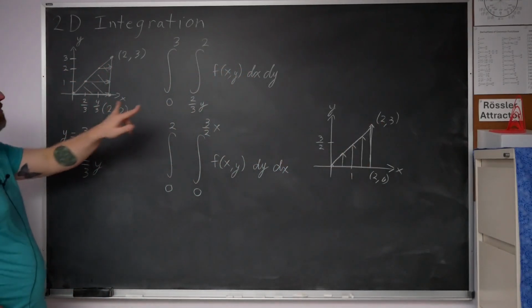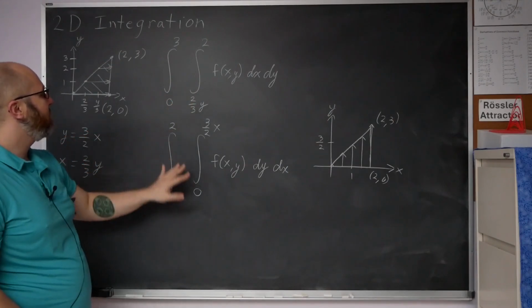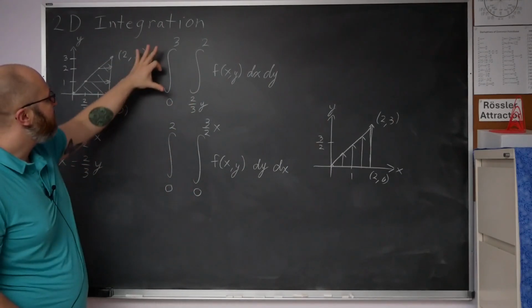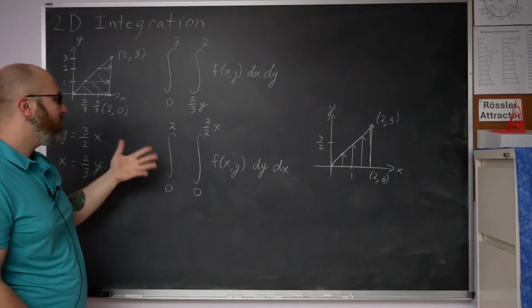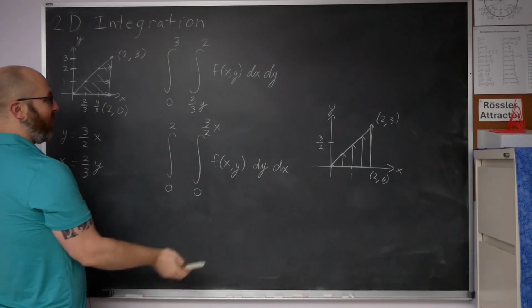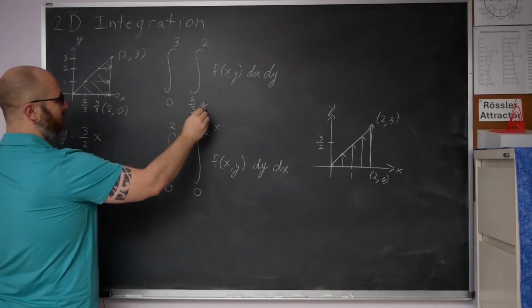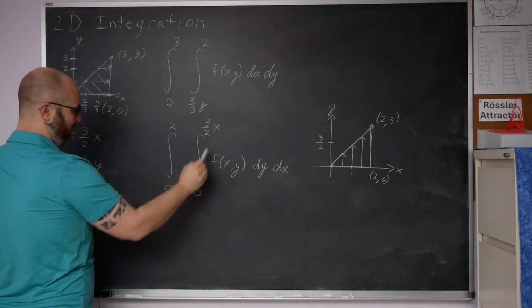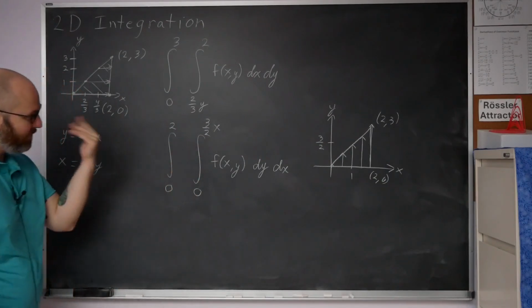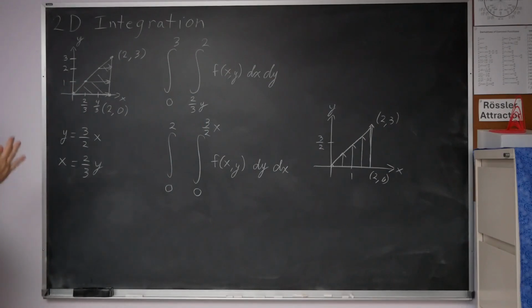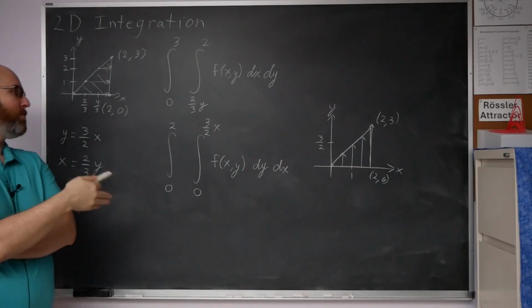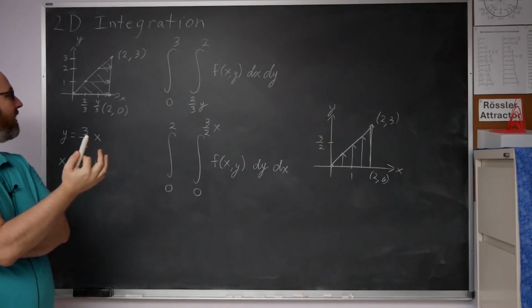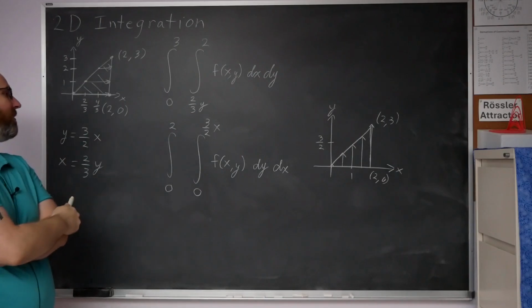So not only were we not just able to flip these, they actually changed quite a bit. This one was 0 to 3, this one's 0 to 2, somewhat similar. But this one used to be 2 thirds on the bottom, y to 2, and this one is 0 to 3 halves, x. So I kind of did a flip there. But this is the hard part of the course, actually. The hard part of multiple integrals is setting up the bounds.